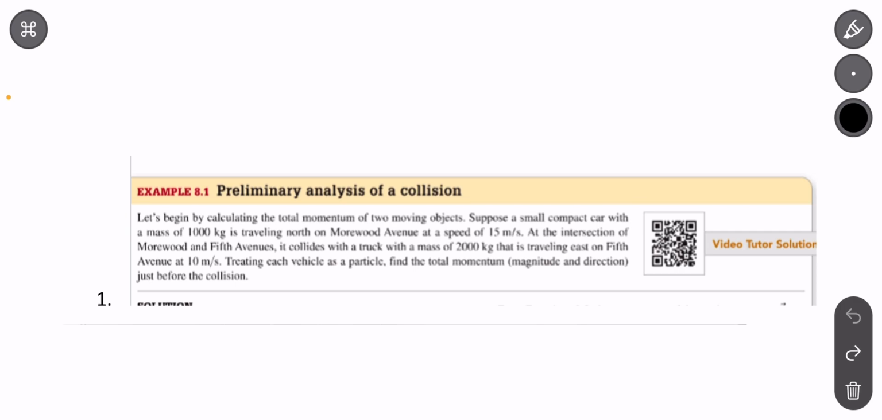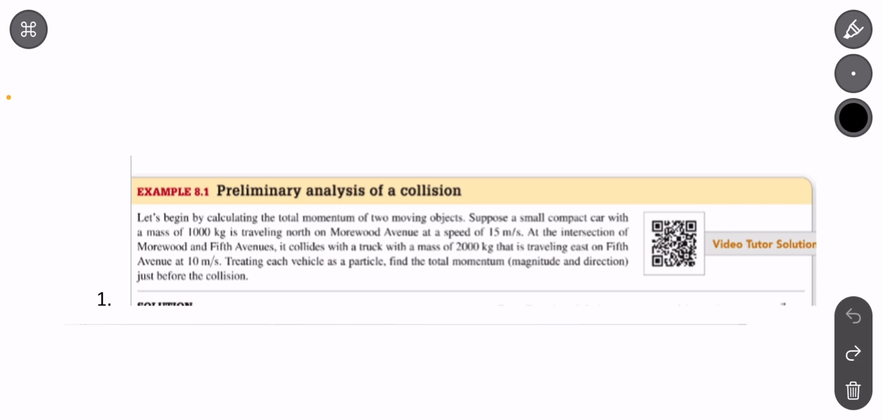Okay, so let's begin. We have a 1,000 kilogram car in motion north on Morewood Avenue at a speed of 15 meters per second. At the intersection of Morewood and Fifth Avenue, it collides with a truck, sorry, of mass 2,000 kilograms that is traveling east on Fifth Avenue at 10 meters per second. Treat each vehicle as a particle. Find the total momentum, magnitude, and direction just before the collision.